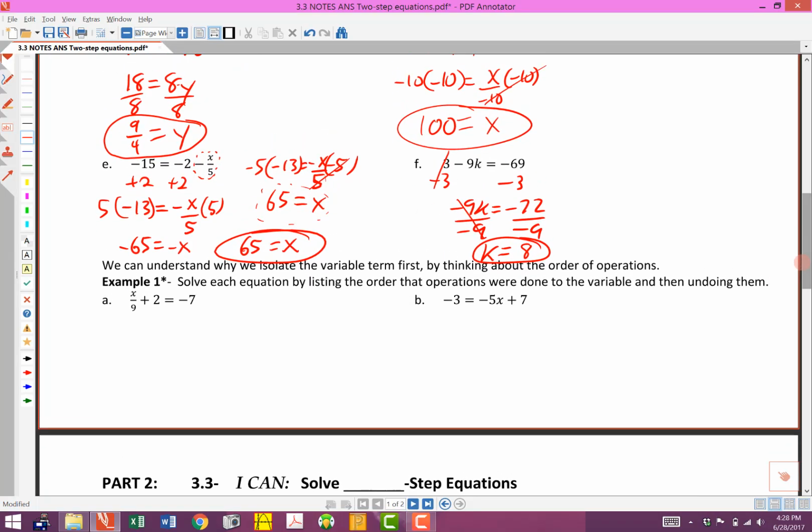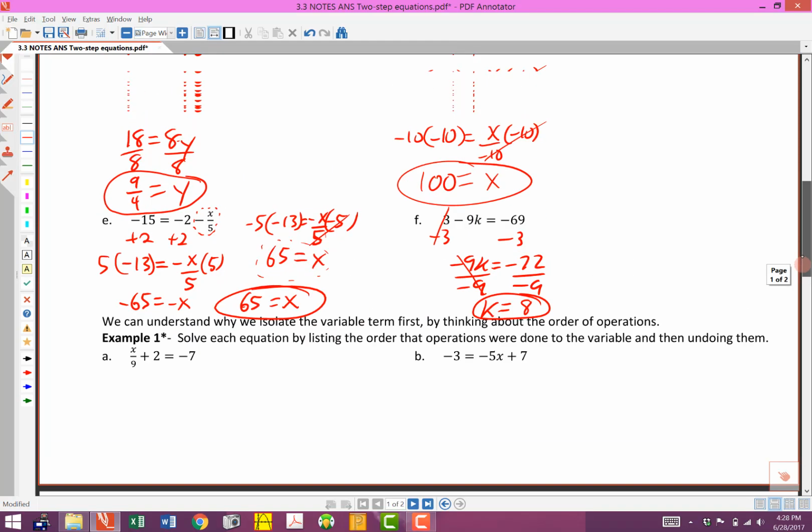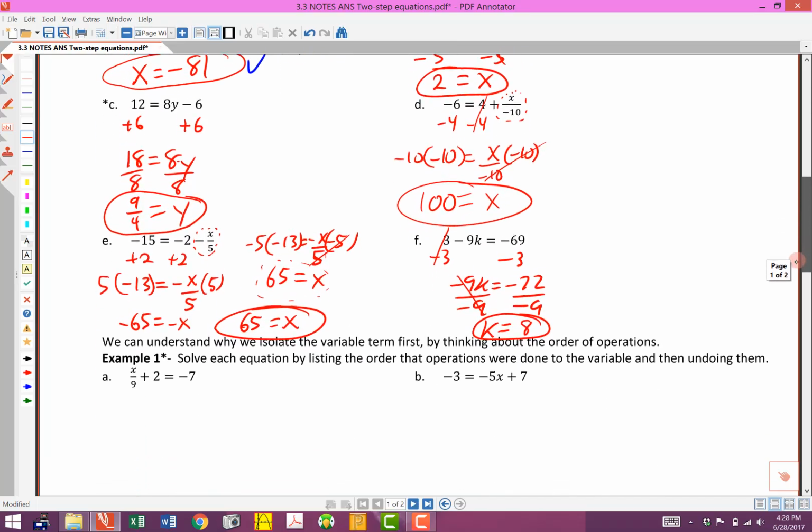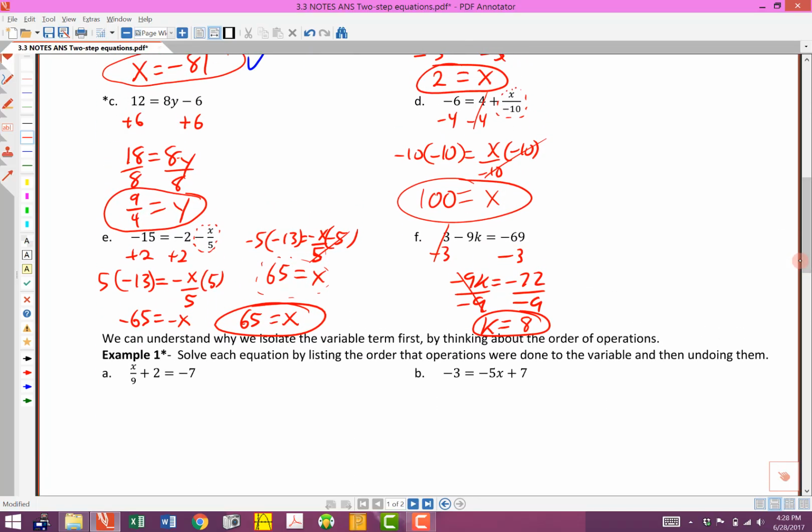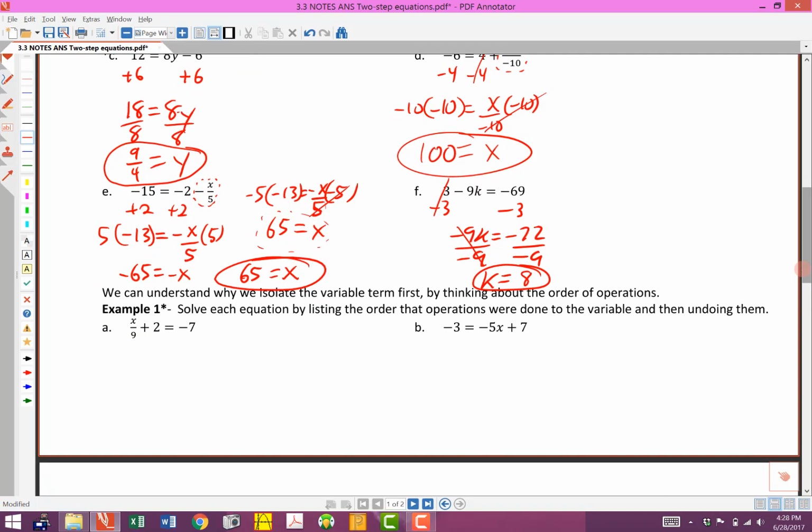Now, I do want you to understand why we isolate the variable term first, and the reason we do that is because of the order of operations. So we're going to solve each of these equations, and you might notice these. I think we did some of these before. They're right up there, so we already know what the answers are. I want you to think about the order that the operations were done. So we're going to list the operations that were done, and then we're going to undo them.